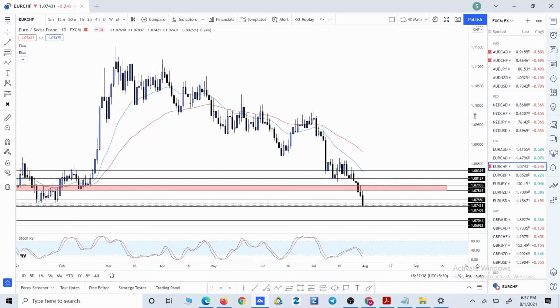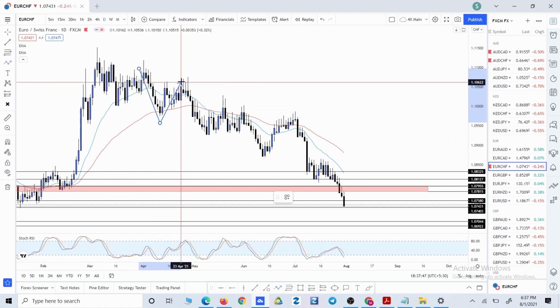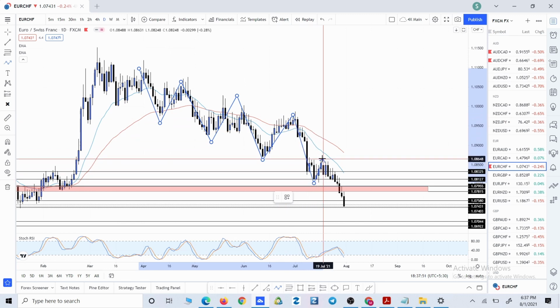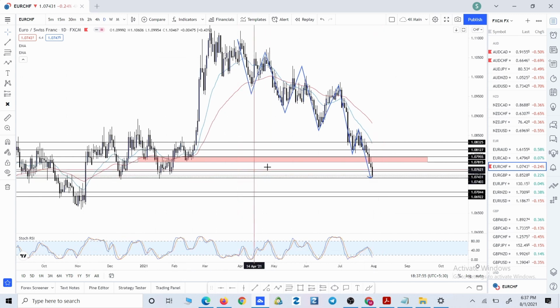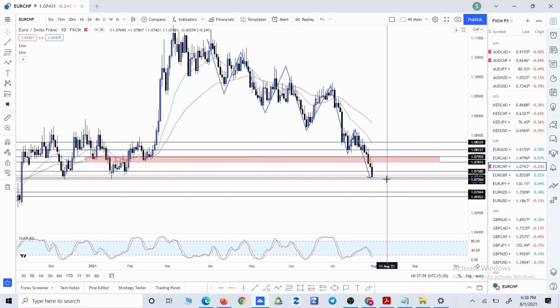As we can see, the price is in a consistent downtrend, making continuously lower lows and lower highs. Starting from here, we can see it's a low, lower high, lower low, lower high, lower low, lower high, lower low, lower high, and now we broke and closed below the previous lows. So now we have two zones here.